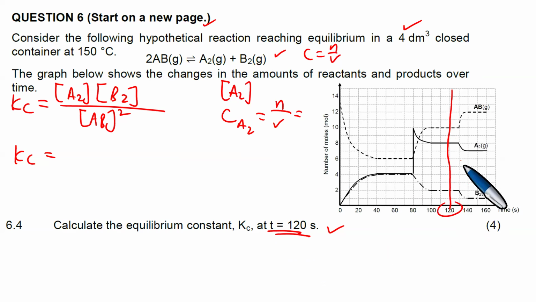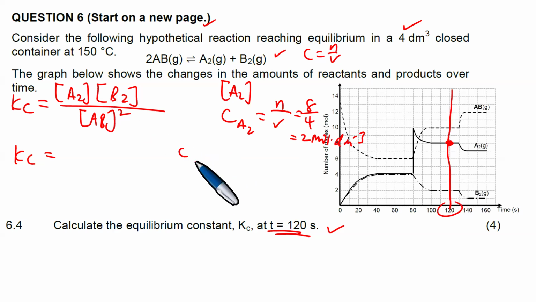If we want to read the moles of A2, because we want to deal with A2 here, A2 is there, and the moles are exactly 8. So we're going to do 8 over 4, which is actually 2 moles per decimeter cubed. Okay, let's do the other thing.